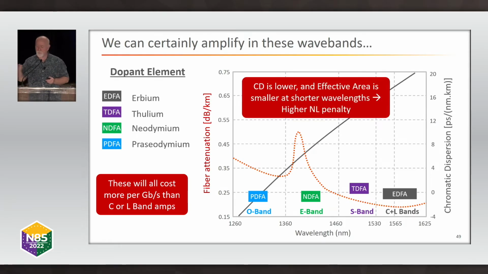Because the other funny thing about these other bands, the black line, or I think it's black line that I drew there, that is the dispersion profile of fiber. Chromatic dispersion is much lower, and also the same fiber has a lower effective area, because effective area has a wavelength dependency at these shorter wavelengths, which means that your nonlinear penalties are much higher at these shorter wavelengths, which is a bad thing.